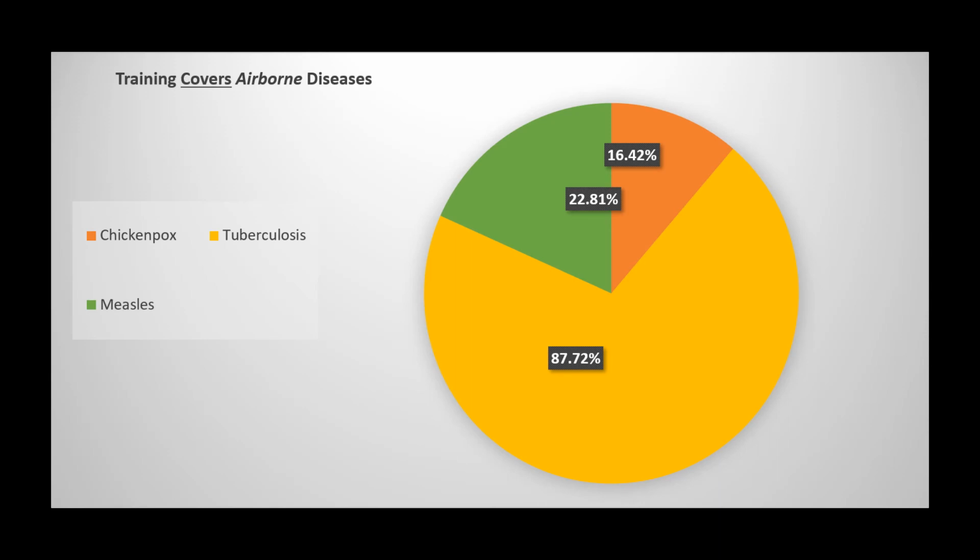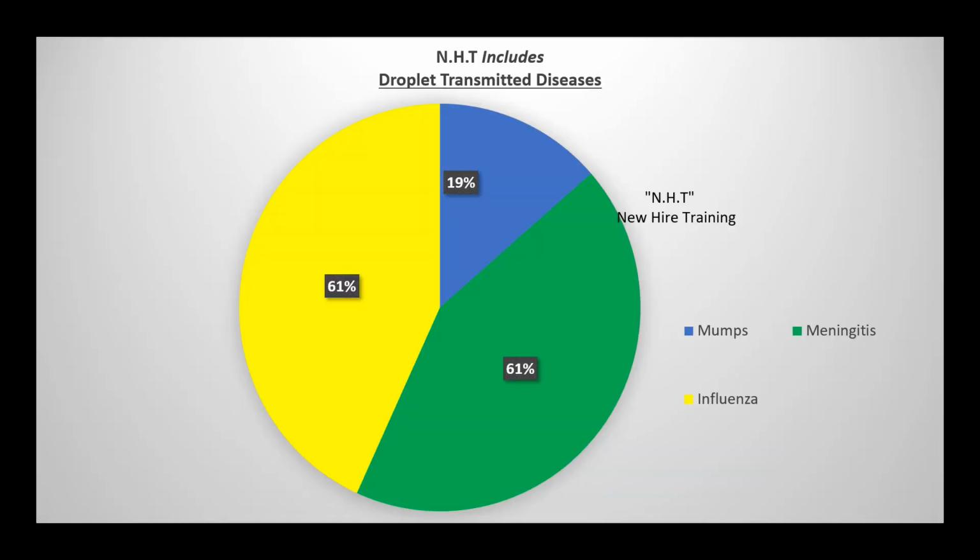So I asked a question, did training cover airborne diseases like chickenpox, TB, and measles? Remember, these were added, chickenpox and measles, in 2011. And as you can see from the result, there's work to be done in education on measles and chickenpox. And what about droplet diseases? 61% of departments who responded stated that they do cover meningitis in their training and flu, but mumps and some of the others need to be added as well.